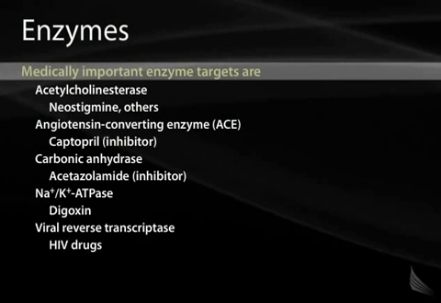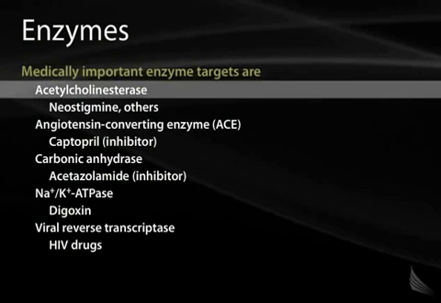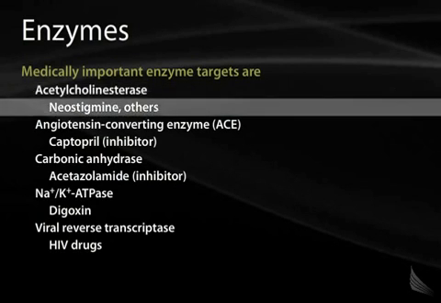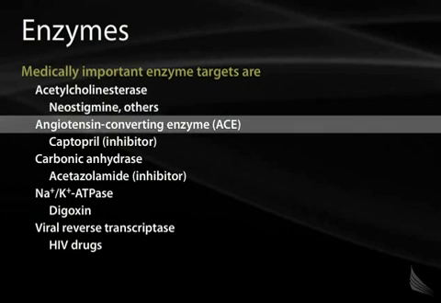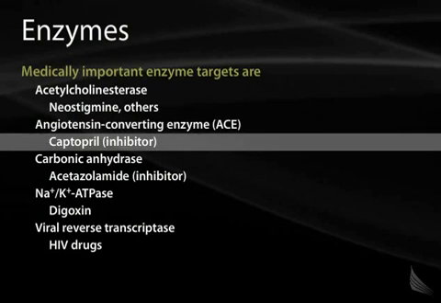There are also many enzymes in the body that are drug targets. Some important ones to remember are, for example, acetylcholinesterase, which breaks down acetylcholine. It is the drug target for cholinesterase inhibitors such as neostigmine. ACE, which is the angiotensin converting enzyme, is the target for ACE inhibitors such as captopril.